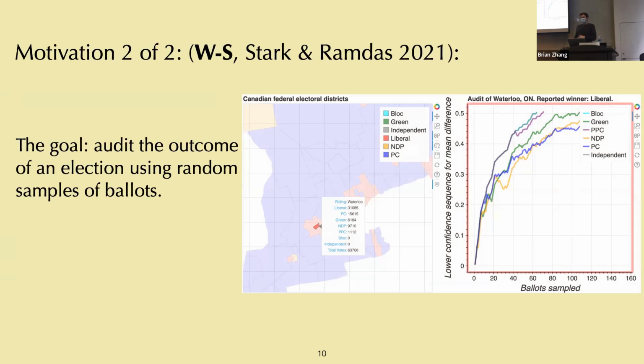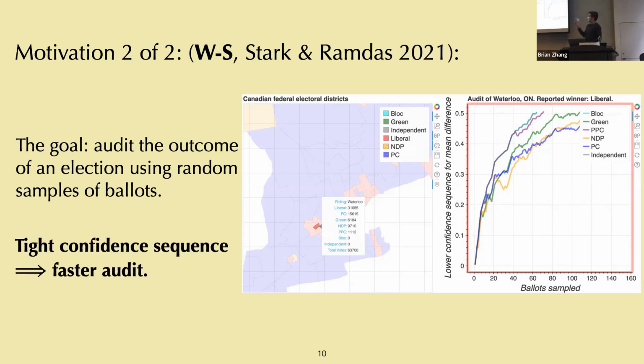And so we want to do an audit, which is to basically look at a random sample of the ballots and say, is this congruent with what the electronic voting machine had reported? It turns out that this problem reduces to constructing a confidence sequence. I don't expect people to know what that is. I'll definitely go into that, but think of a confidence sequence as a sequence of uniformly valid confidence intervals. And so it reduces to this problem of estimating a mean of bounded random variables. The tightness of those confidence sequences directly leads to faster audits, so less money and time spent on actually doing the audit.